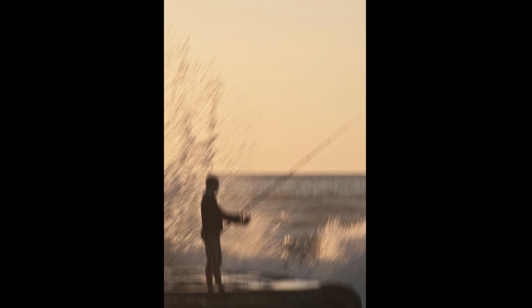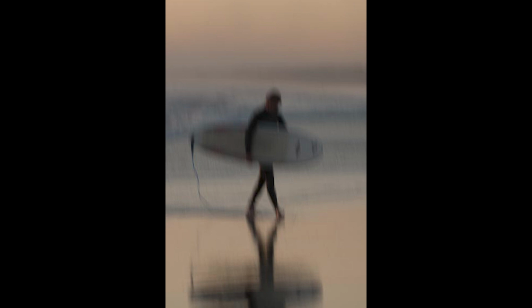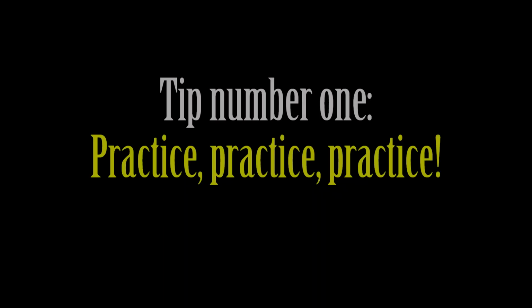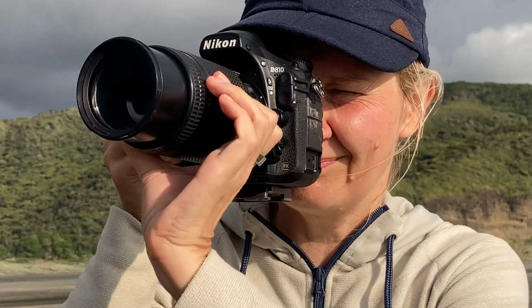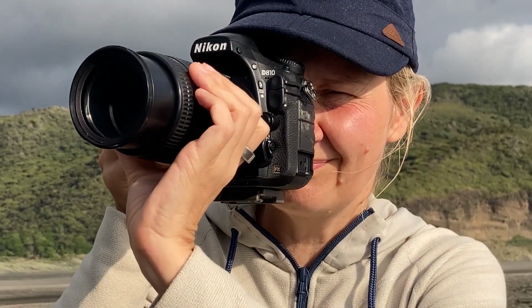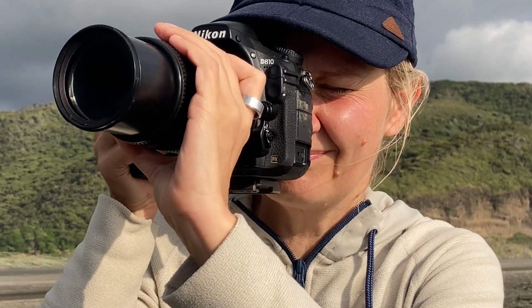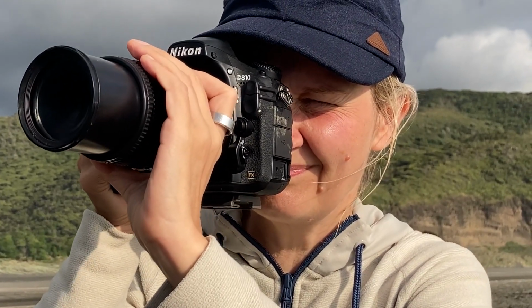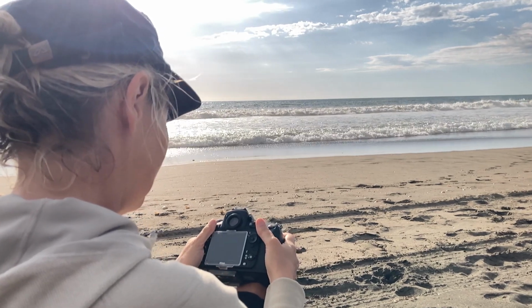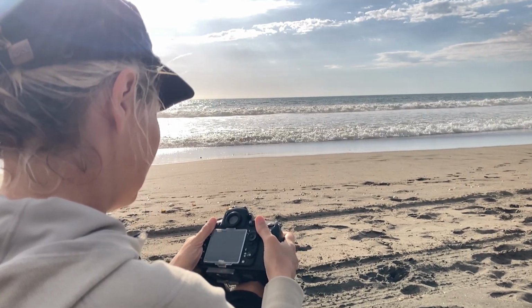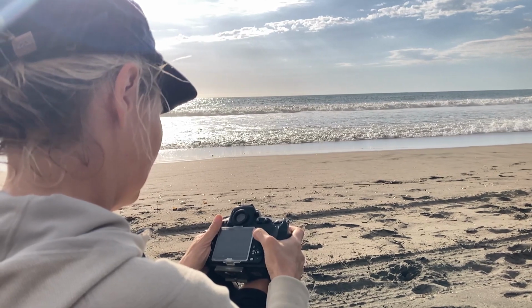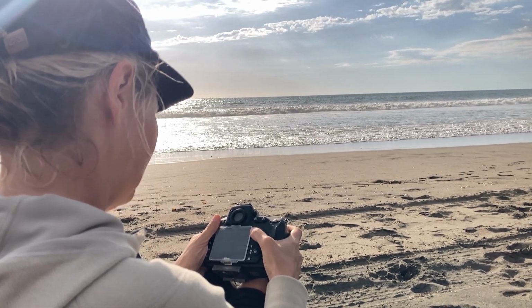As you can see, achieving consistent results with intentional camera movement is not a walk in the park. But don't be discouraged. I am here to share a few tips to help you conquer this challenge. Tip number 1. Practice, practice, practice. The more you experiment with different movements, angles, and settings, the better you understand how each variable influences the final image. Set aside time to play with intentional camera movement and don't be afraid to make mistakes. They are a stepping stone to improvement.